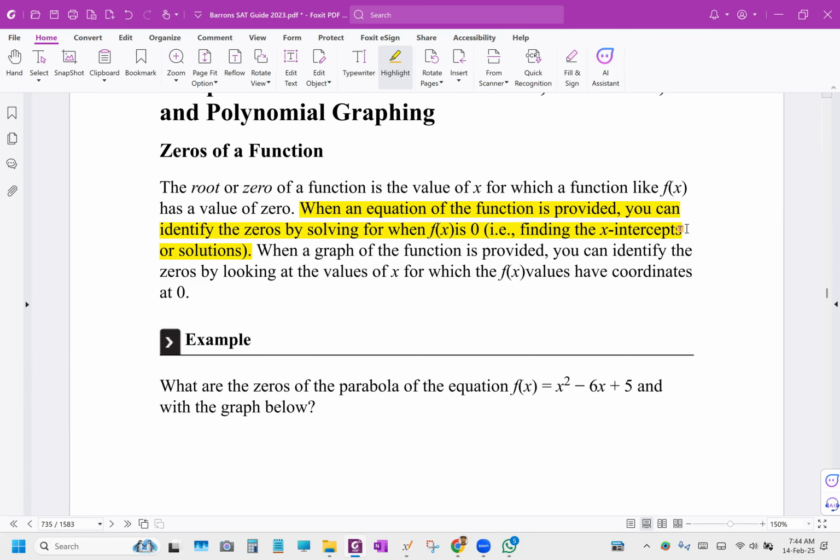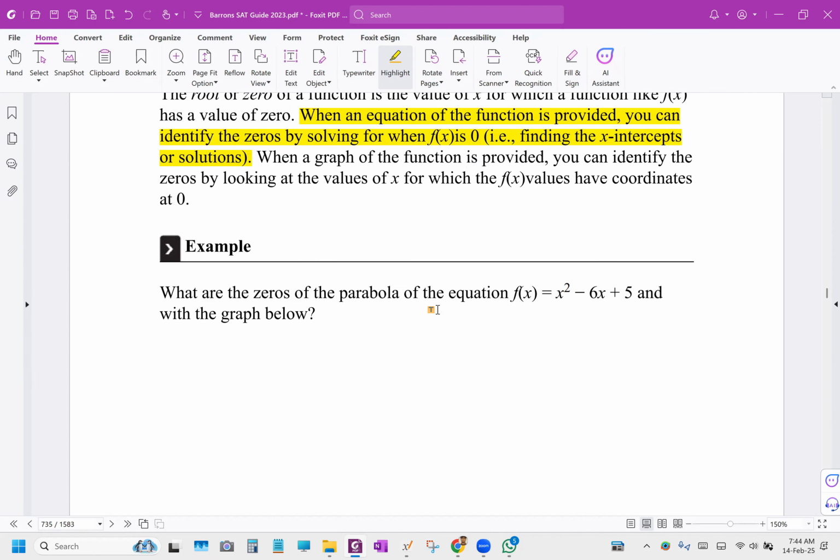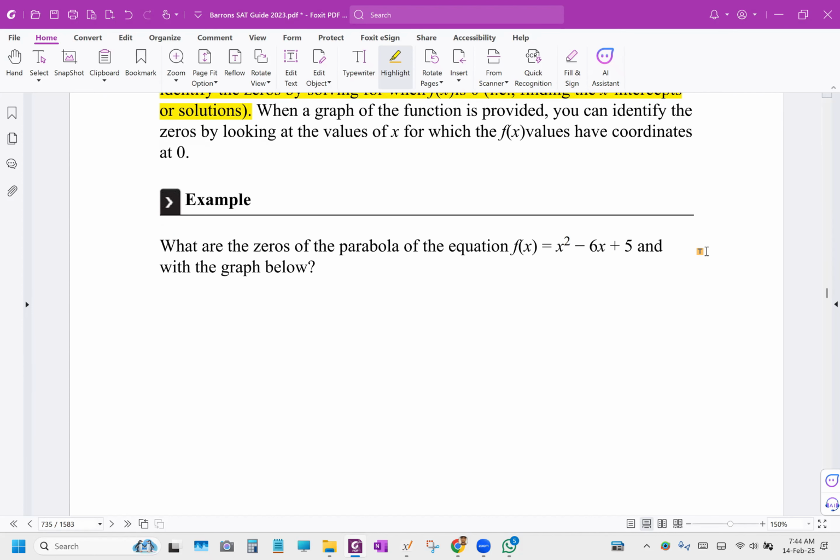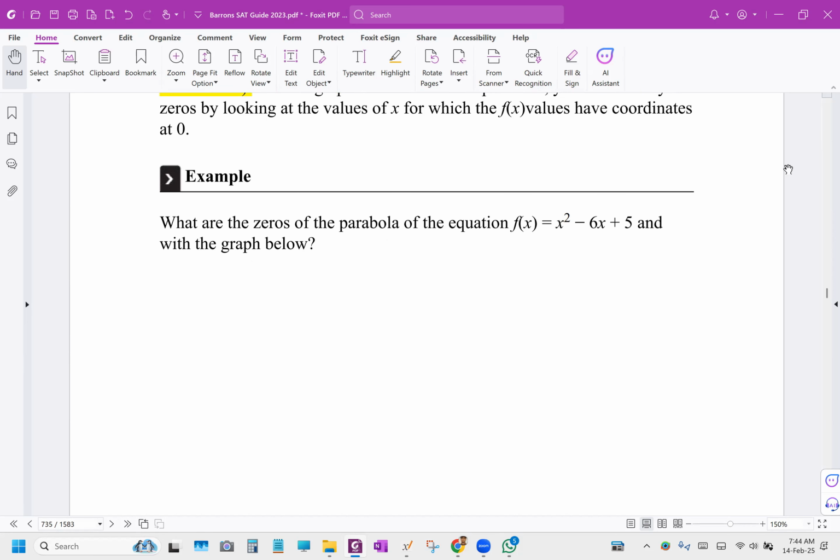No. Okay, so what are the zeros of the parabola with the equation f of x equals x squared minus 6x plus 5? We are being asked to find the zeros, and finding the zeros means finding the solution of this equation.